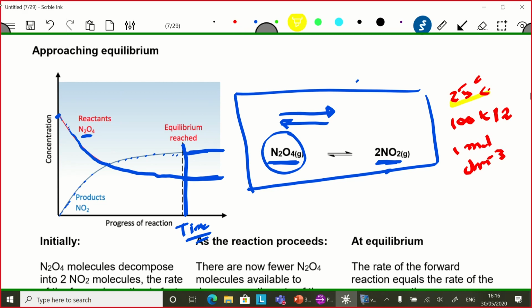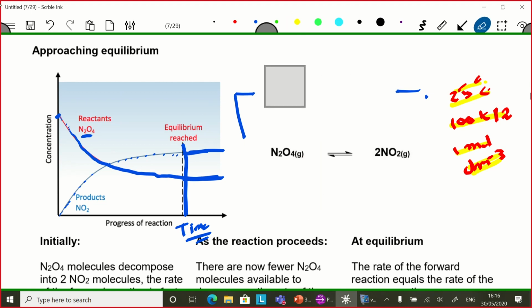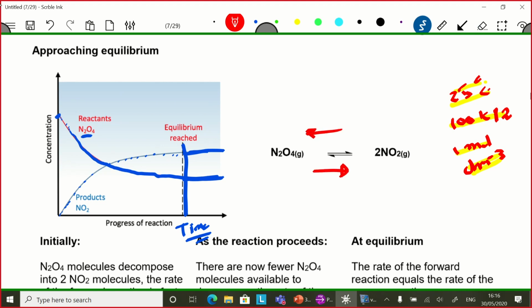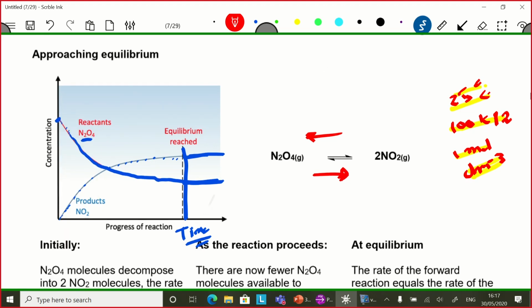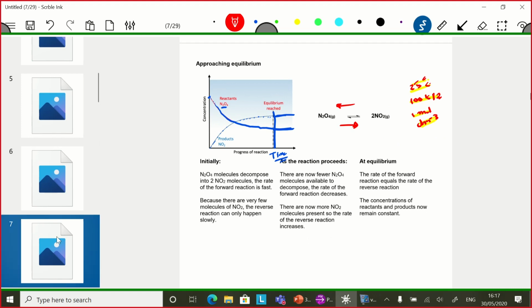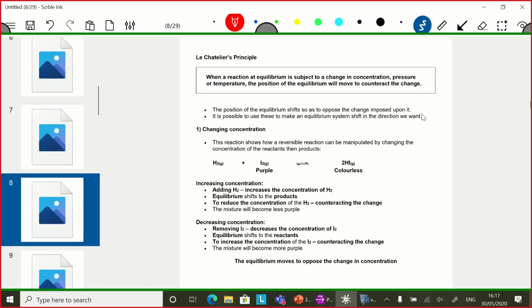If you came and you varied any of these parameters, this equilibrium will be disrupted. By disrupted, we mean that this reaction might favor going to this side or favor going to this side to re-establish the equilibrium again. So this is why in this year we're studying something called the Le Chatelier principle. Le Chatelier was a French scientist.